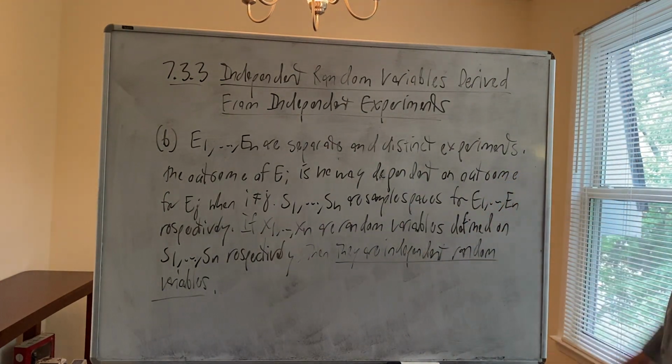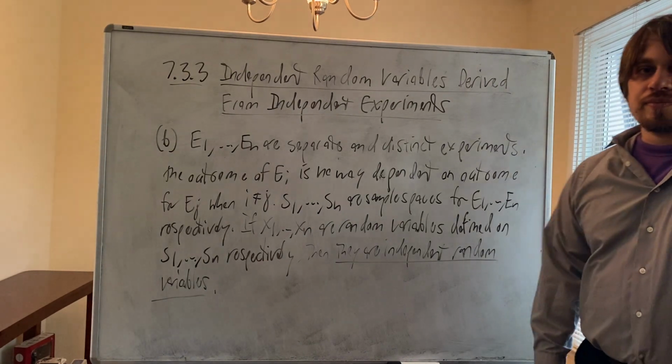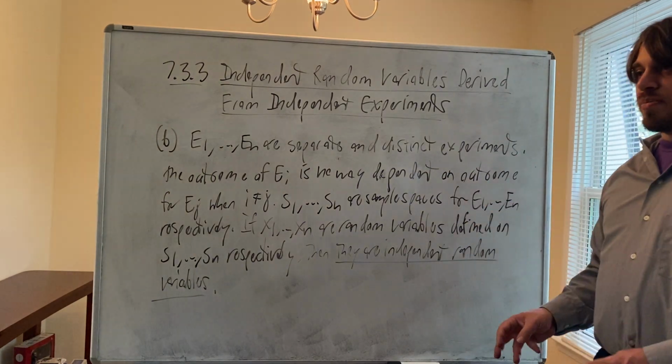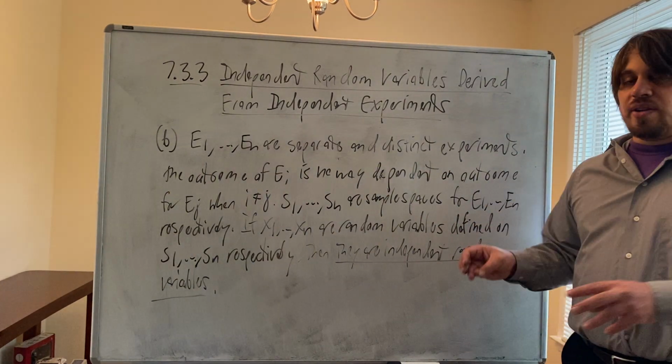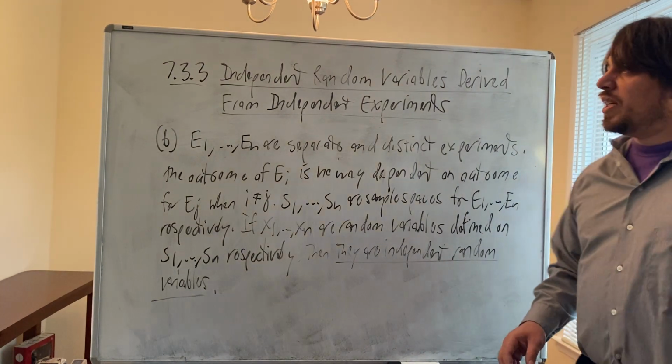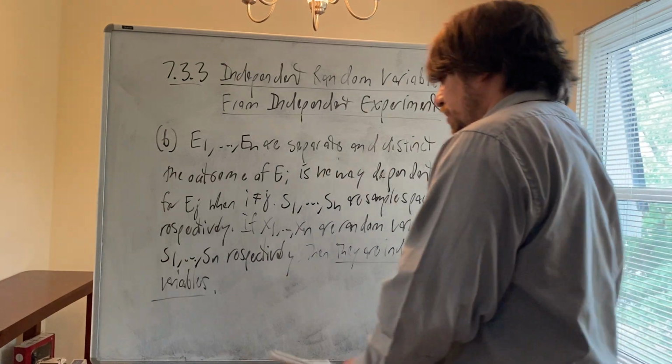Okay, and so this is a second way that you can get n independent random variables: by doing n separate and distinct experiments where the outcome of any one experiment is not dependent on the outcomes of the other n minus one experiments. That makes sense? It's a lot to say. Okay? So here's the second way you get independent random variables.